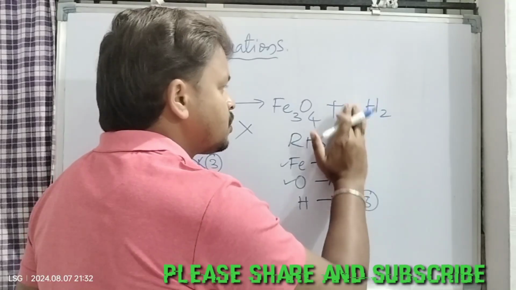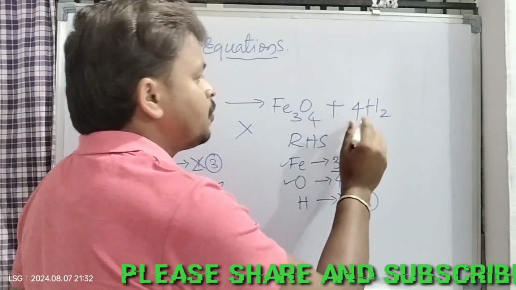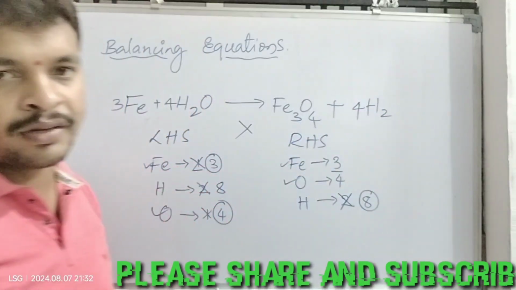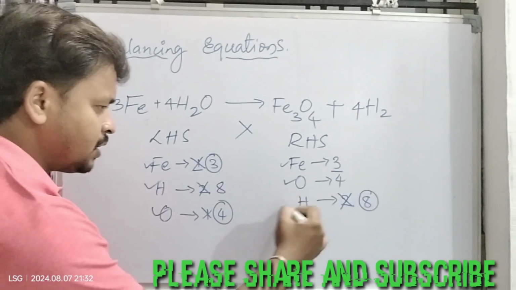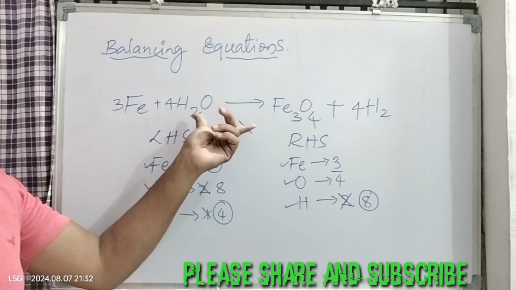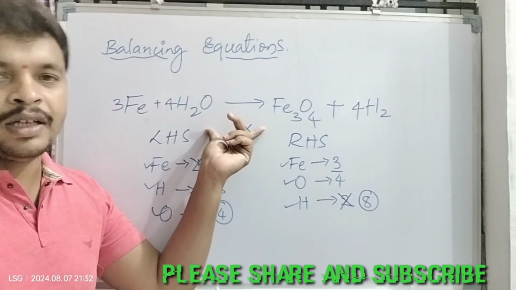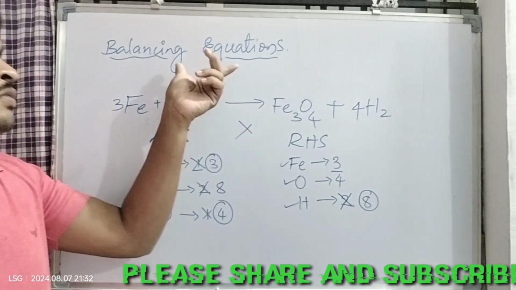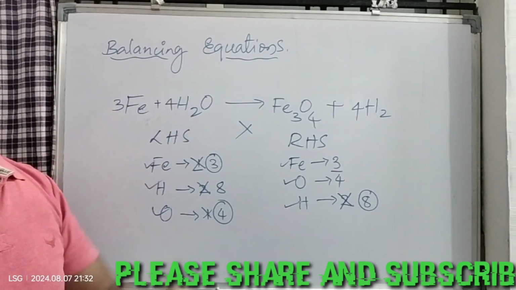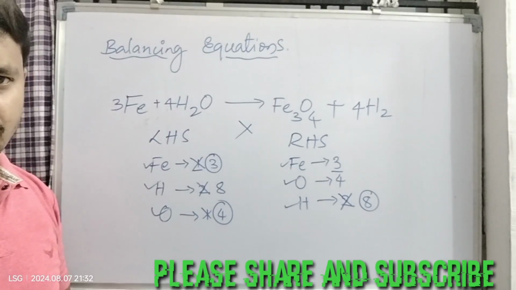But you are not supposed to write 8 here. See, when you write 4, 4 2s are 8. Balanced. Now see that hydrogen is also balanced. Now the equation is finally balanced. This is what we call balancing the equation. Hope you have understood.